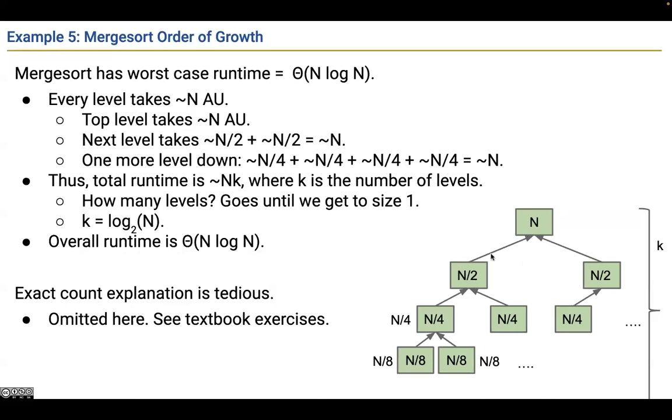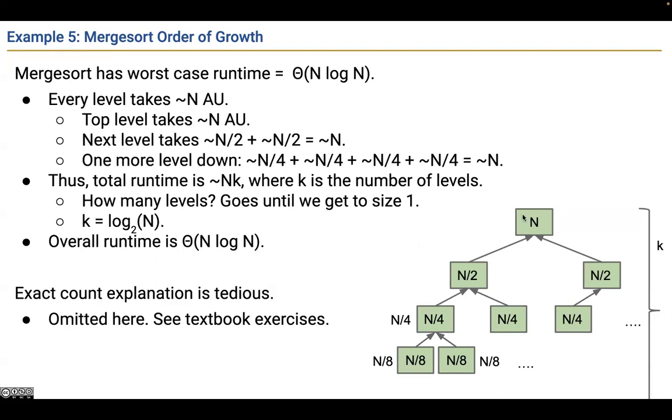So overall, the picture is like this. At every layer, there's n work done in total. There are log base 2 of n levels, because that's how many times I have to split the array before I get to the base case of size 1 arrays. So my overall runtime is theta n log n. That's kind of cool, because it's no longer theta of n squared. By splitting all the way down, I totally changed and improved the asymptotic behavior of this particular sort.